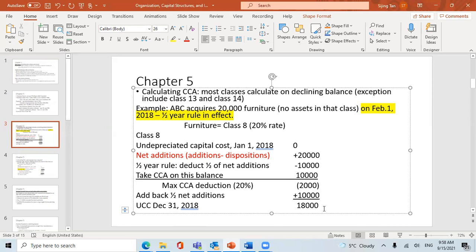So think about it a different way, because it's deduct and add back. You just think about you spend $20,000 for the furniture, right? And during this whole year, you have a CCA deduction of 2,000, and then how much is left? 20,000 deduct 2,000, you have $18,000 left. So this will be your undepreciated capital cost for the end of the year. Okay, so that is for the CCA calculation.